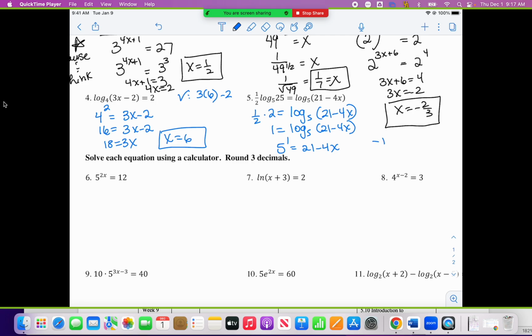So I'm getting -16 equals -4x. I'm getting x equals 4. I have to go check it right here. 21 minus 4 times 4, that is positive, so that's okay.